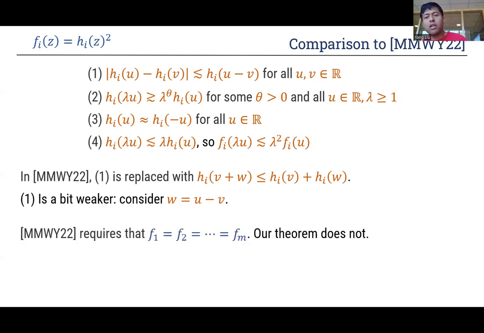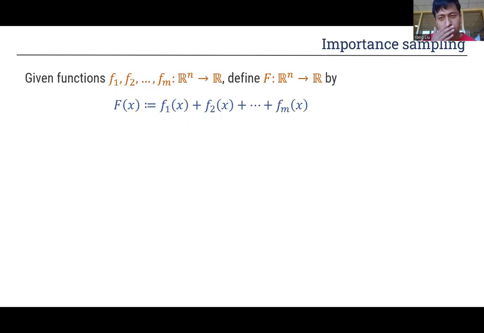Another possibly more interesting difference is that in the work MMWY, it requires that all the functions f1 through fm are the same for their analysis to work. Our analysis does not require this at all. The functions can be arbitrary and our proofs still go through all the same. At this point, I'm going to go a little bit into the ideas behind our sparsification result.